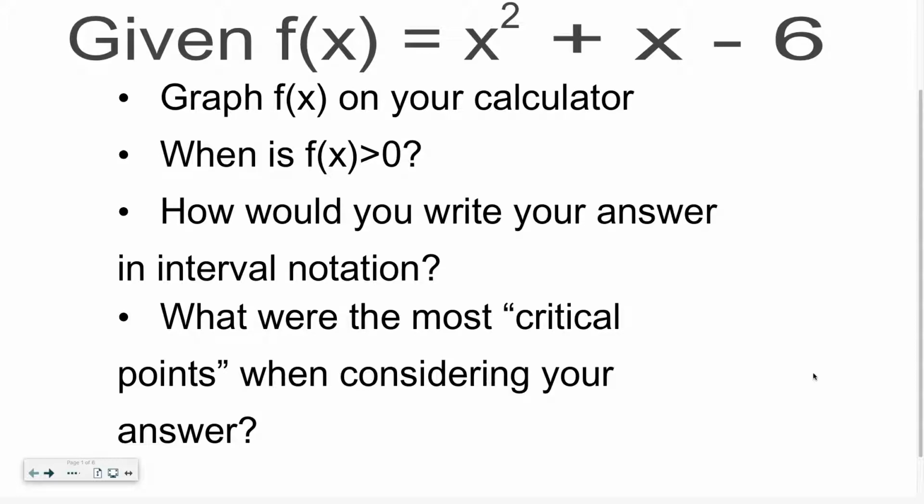When is f of x greater than 0? How would you write your answer? What sort of things are you really looking at? What is critical when you're trying to determine your answer? So graph it and just try to discuss these 3 questions up here. And then we'll move forward with how this relates to our lesson. Once you get it graphed, I want you to do some talking with your pod mates.